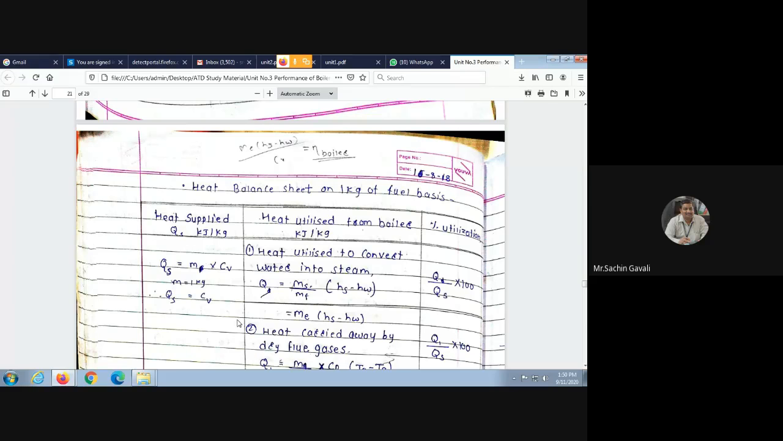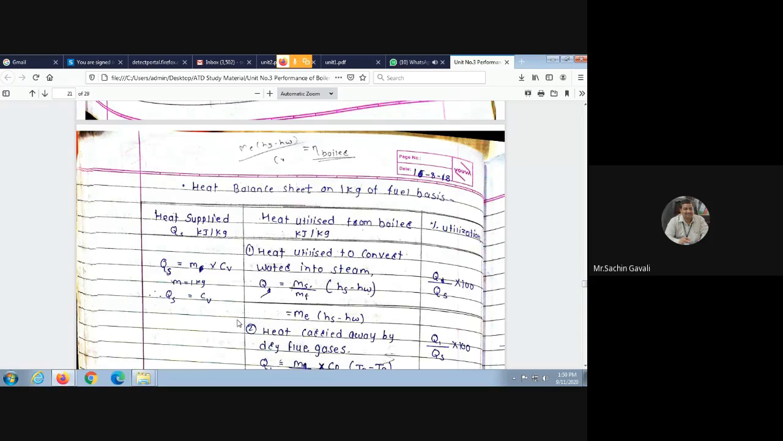So the heat balance sheet is nothing but a performance sheet of a boiler. It gives the performance of a boiler, which means it can give the efficiency of that boiler. It can also give the amount of heat losses and the percentage of those heat losses: how much heat is supplied and how much heat is going out in the form of loss.